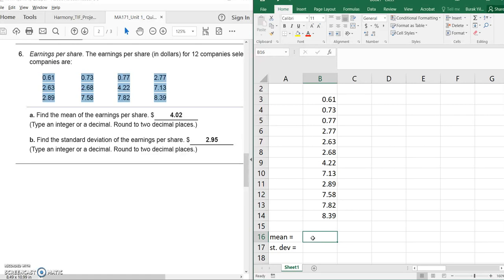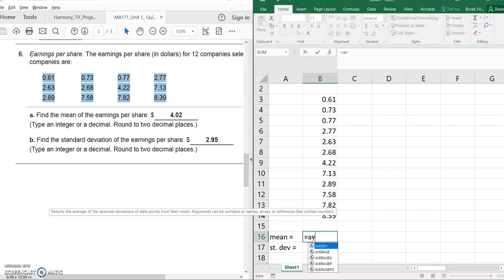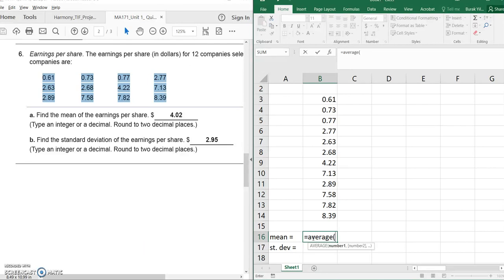So the mean is, you push equals average and then open parentheses. You can manually type in each number separated by commas, but since we have them all here, you can just select all these cells and close parentheses, hit enter. So that's the mean of this data set. We want it rounded to 2 decimal places, so you can keep pushing this button until it's 2 decimal places. See, it's 4.02. Simple as that.